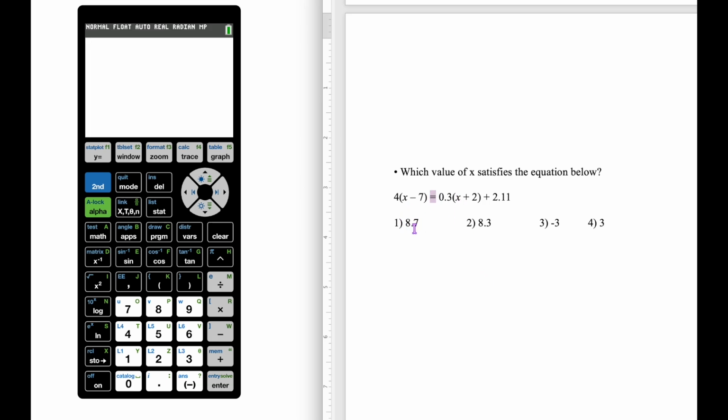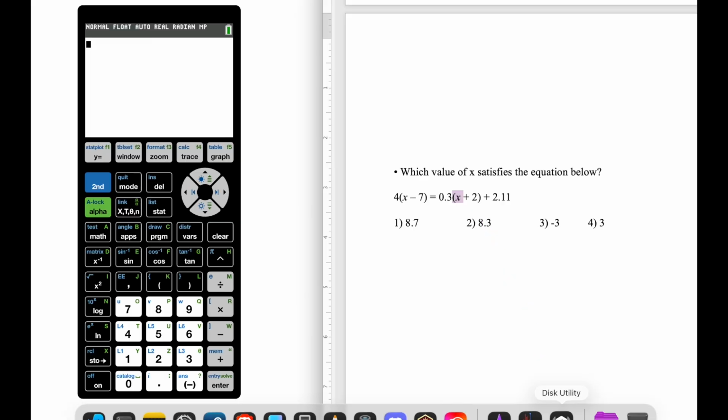So we're going to put 8.7 into x here, get a value, put 8.7 into x here, and get a value. If those two values are the same, 8.7 is the solution. If it isn't, we try the next one. It's still just plugging away, dropping numbers in, testing things out. And that is all you have to do to solve these.